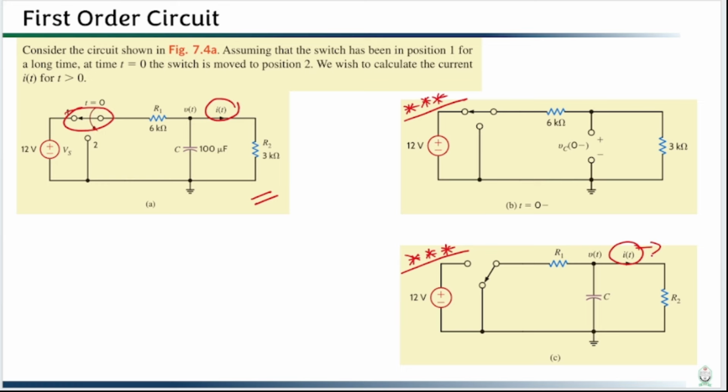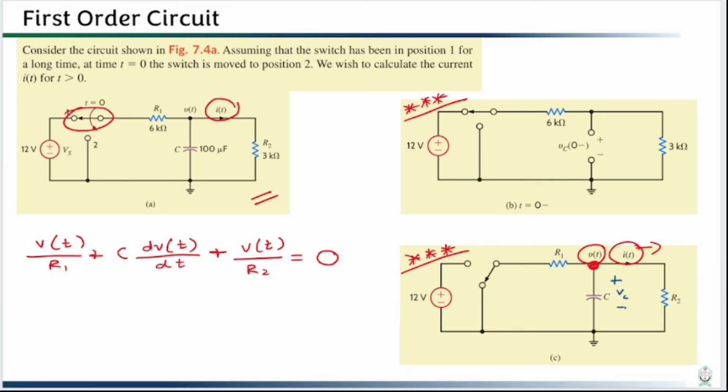So we have to use KCL, and we can apply KCL at this junction. If we assume that the voltage at this junction is v(t), then applying KCL here will give us v(t) by R1 plus the current through the capacitor, that is C dv(t)/dt, plus v(t) by R2. As there is no source involved at state 2, the equation's right hand side will be 0. To solve this KCL, we will obviously require the value of the voltage stored across the capacitor at t equals 0. This will be the initial condition for solving this differential equation.